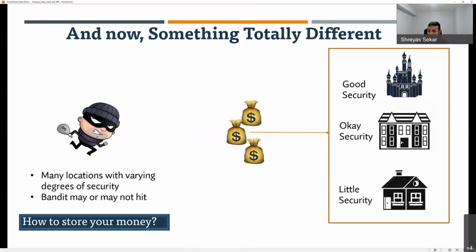You have a lot of money, and you want to spread this money out in these 3 houses. The challenge here is that you have a real world bandit or a thief who's going to hit one of these houses tonight, but you don't know which one the thief is going to hit. And the thief has complete knowledge. So they know the security level at each house, but the only constraint is that they only get to hit one of these houses. So given this constraint, what's the optimal way for you to store your money if you want to minimize your worst case loss?